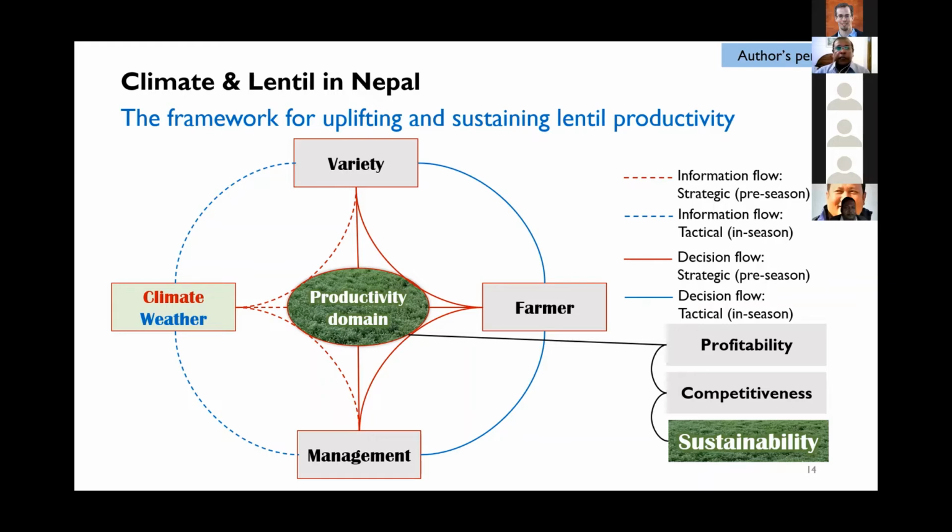Ladies and gentlemen, lentil needs to stand tall against the competing crops through enhanced profitability, driven by increased productivity to sustain Nepalese cropping systems. Next, please.